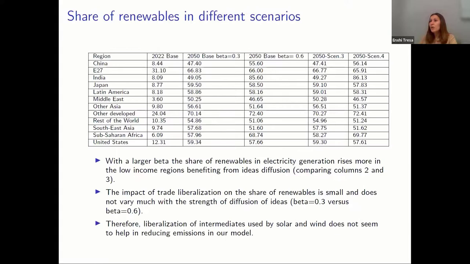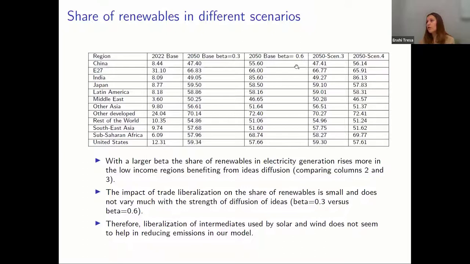So then we're thinking about what is going on and what lies behind the small effect of diffusion of ideas. And we looked at the share of renewables in different scenarios, and we can see that indeed the share of renewables increases from the base to 2050. And then it increases also with the strength of diffusion, though the increase is small.